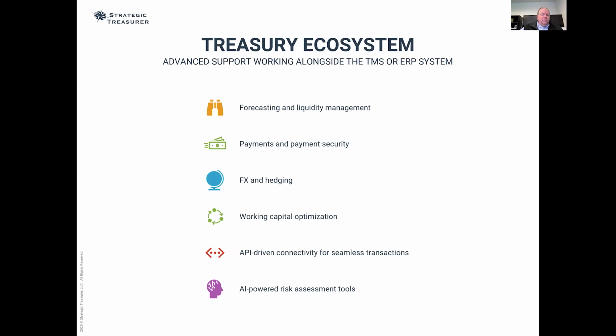So foreign exchange, hedging, support for whatever the financial exposures are fit in here. What else is happening? API-driven connectivity for more seamless, more integrated transactions is becoming the rage. It's certainly becoming very popular for information. It's starting its slow ascent, soon to be rapid ascent for payments. And AI-powered risk assessment tools, risk management tools also fall into this category.